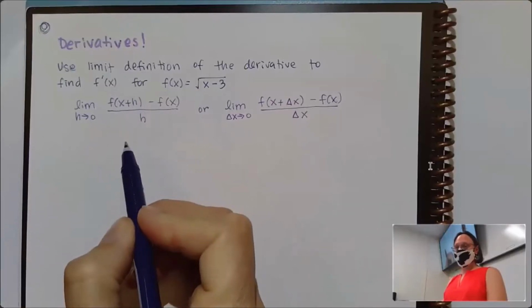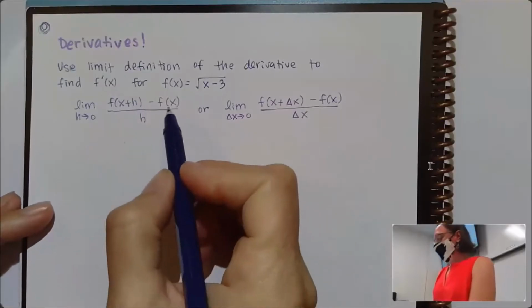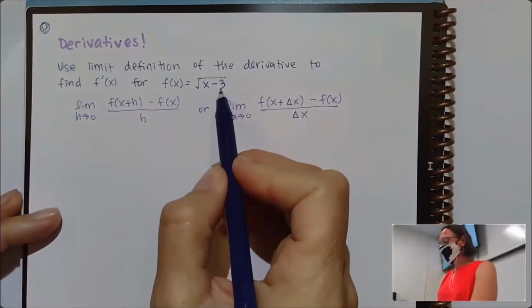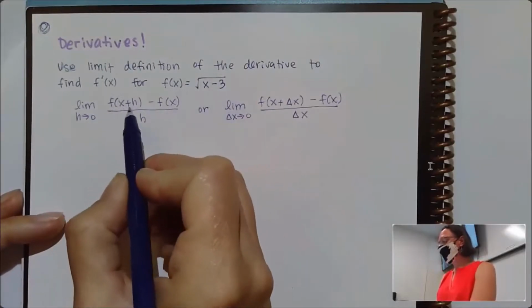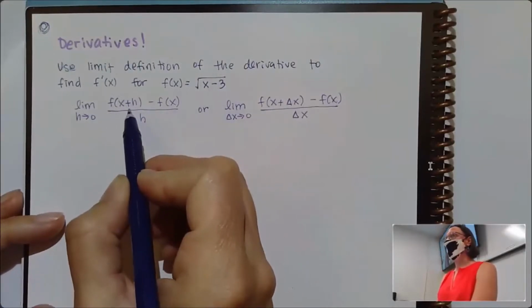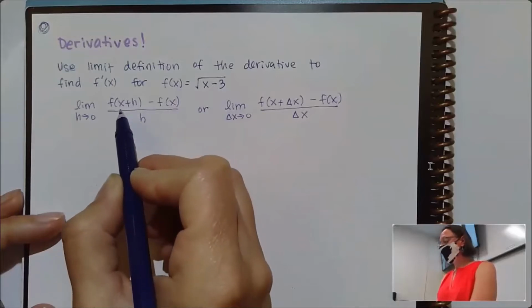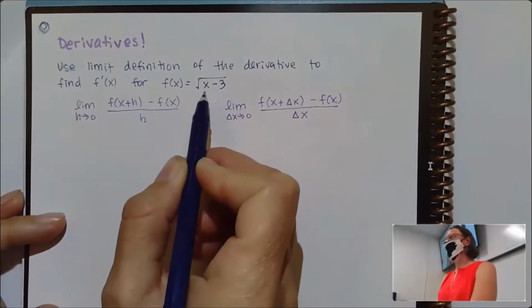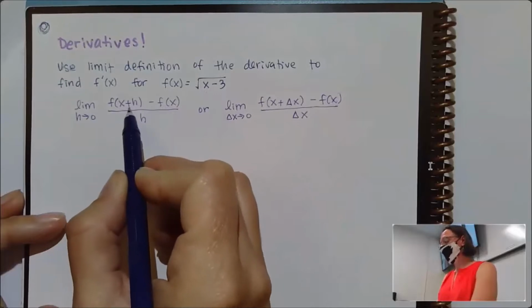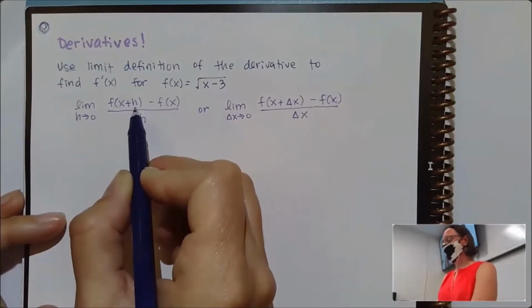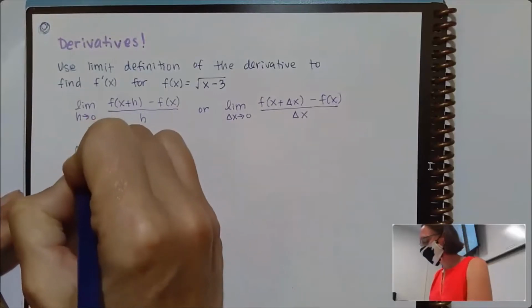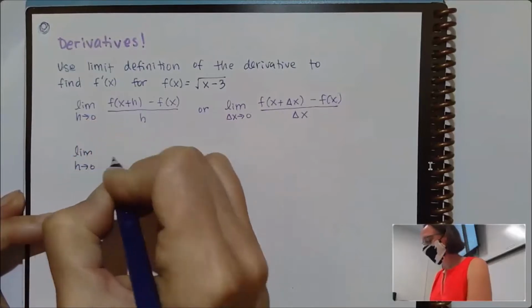I'm going to use this version of it, which means for this particular function, I need to know what f of x plus h looks like. Well, notation-wise, this says wherever I had an x in the function, I'm going to replace it with x plus h. So I'm looking at a limit as h approaches 0.